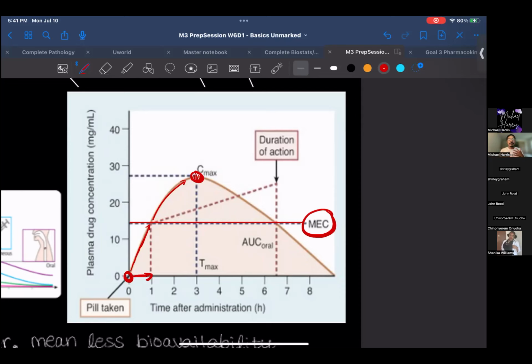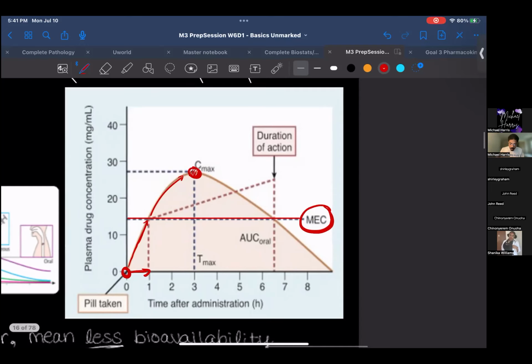Great. Half-life, you really start focusing more on when you look at maintenance dosing. How often do you have to take this drug, or how many times before you actually reach the therapeutic range all the time? That's where half-life comes into play, and we'll get there.